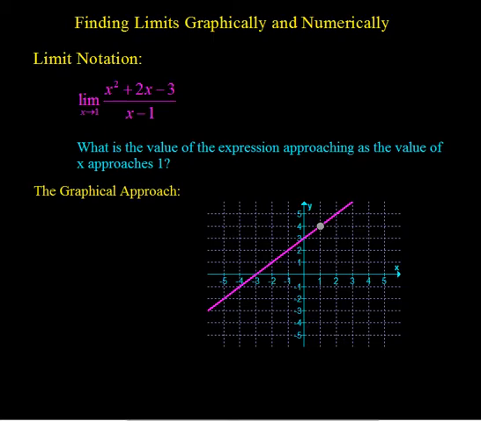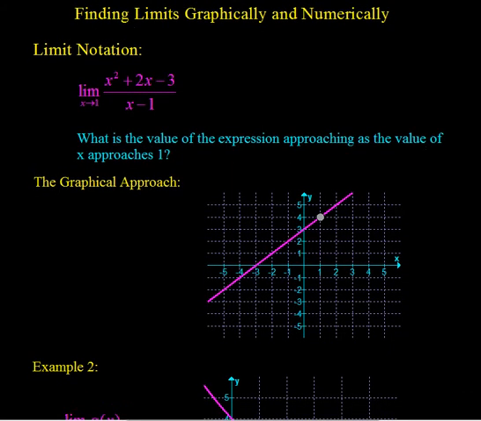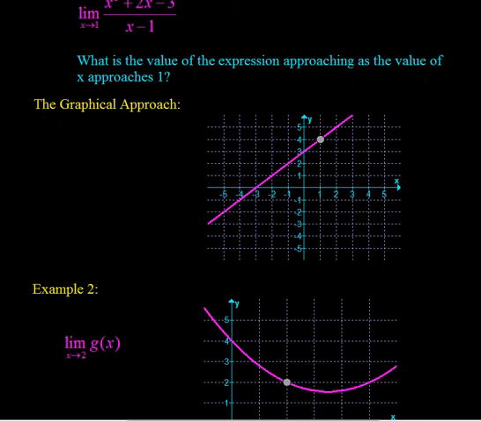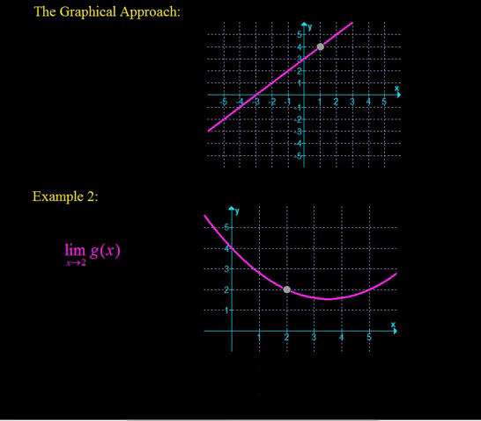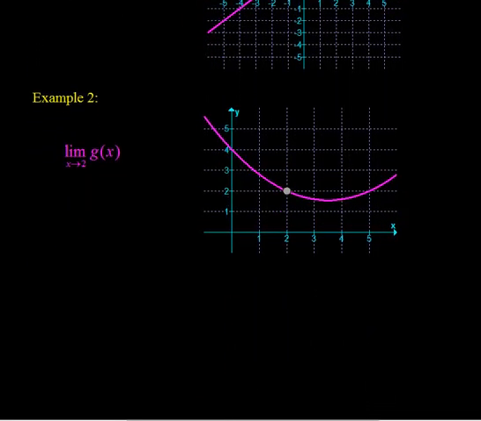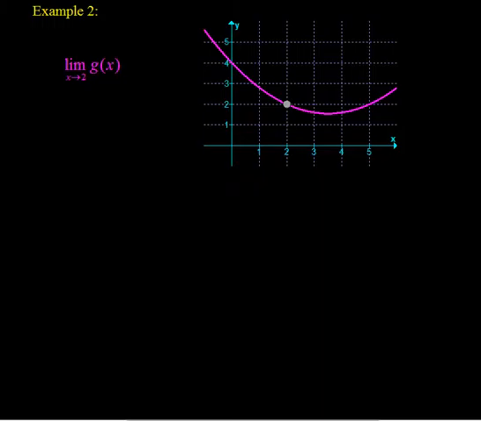Okay, now let's go to another graph. Let's scroll down here a little bit. So if we come to this other graph here, notice another example. We have the graph of a function. I don't tell you specifically what the function is this time, but here's the graph of the function. We'll say this function is called g of x.